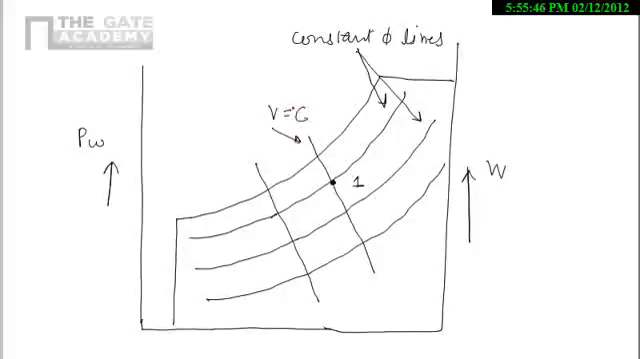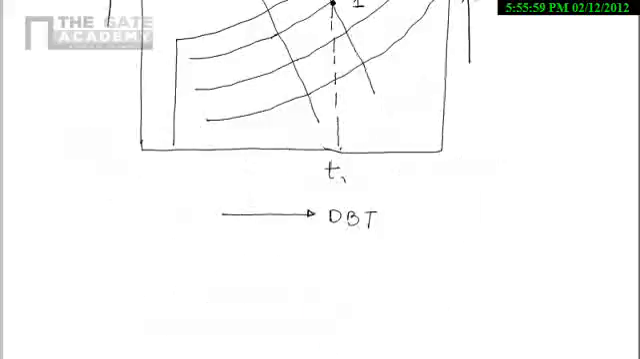So we are now at 1, so we have to find out dry bulb temperature. So directly we can find out the dry bulb temperature lines, that is dry bulb. Because we are on the dry bulb temperature axis, so directly we can find dry bulb. Now we have to find out the wet bulb temperature and dew point temperature.